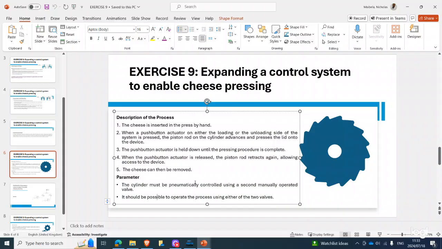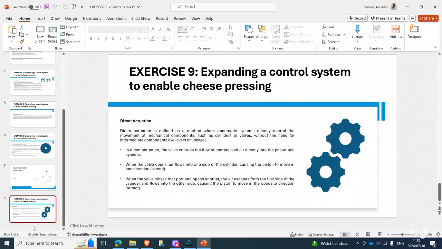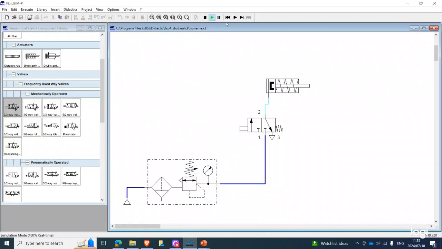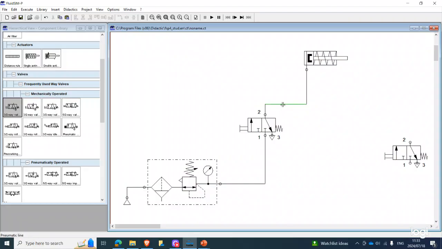So they're saying the cylinder must be pneumatically controlled using a second manually operated valve, right? And then they're saying it should be possible to operate the process on either two sides of the valve. So this parameter will be fulfilled using the two push buttons that we're supposed to use, right? And then, okay. Since, as I said, we're using these two push buttons extending from this control system so that we're able to control the system from either the loading or the unloading side, we need two push buttons, right? So now, we remove this link.